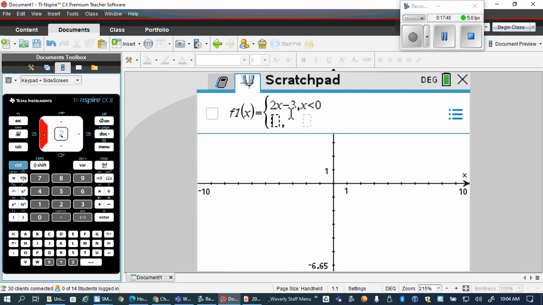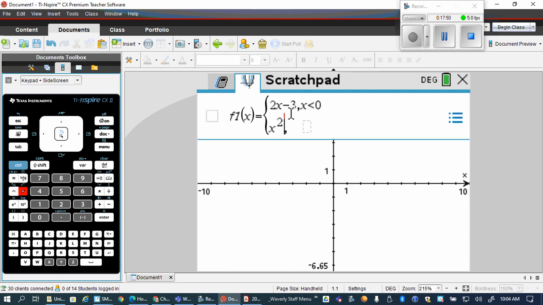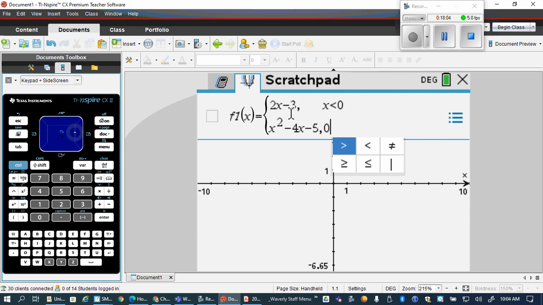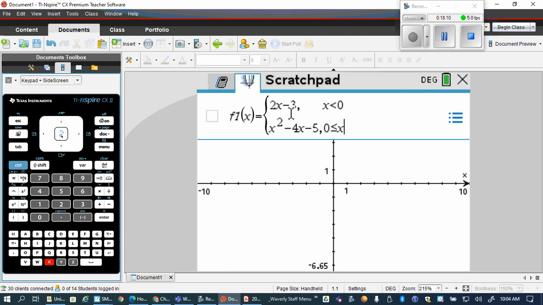Down. The other one. x squared minus 4x minus 5. And that is from 0. Control equals, and they want less than or equal to. x, control equals less than, they want to include it, right? Yep. Less than or equal to 5. You got that? You got it.